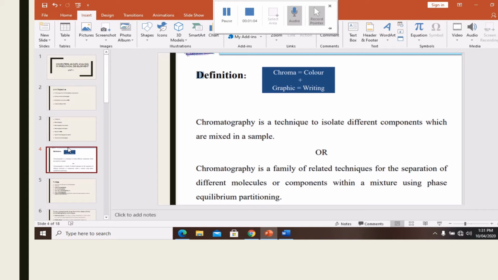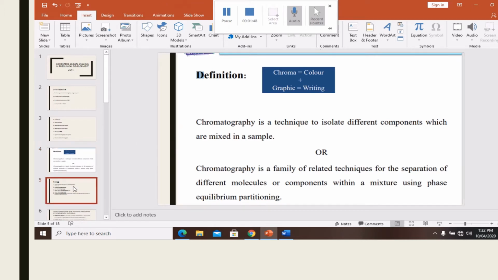Chroma means color and graphics is a written statement that you get in an output. Chromatography is a family of related techniques for the separation of different molecules or components within a mixture using phase partitioning. If you have a mixture of components and you want to separate one or two components from the mixture, that is chromatography. A lot of machinery is used for this. What you want to separate from the mixture, you clearly identify, and you write a program for how to separate those samples from the mixture.